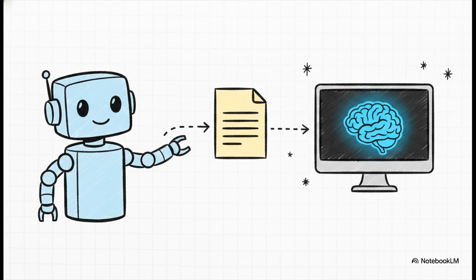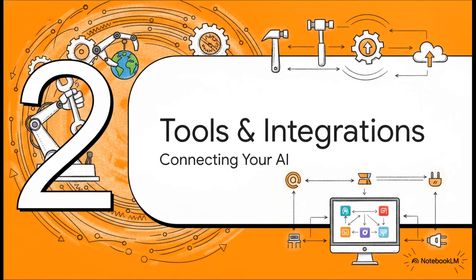Oh, and here is a massive pro tip for you. When Hermes asks for your user bio so it actually knows who it's talking to, do not waste time typing that out manually. Just pop over to another AI, like Claude, ask it to summarize what it already knows about you, and just paste that straight into Hermes. Super quick. Moving on to section 2, tools and integrations.